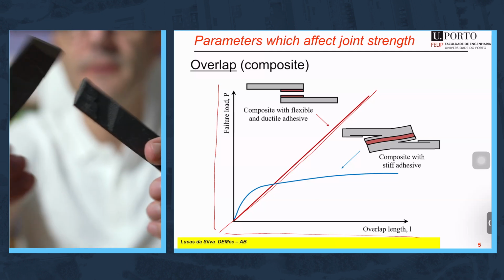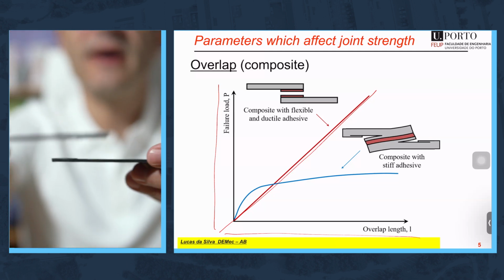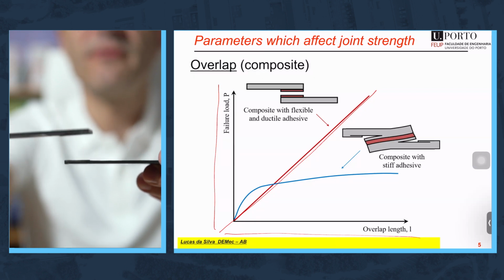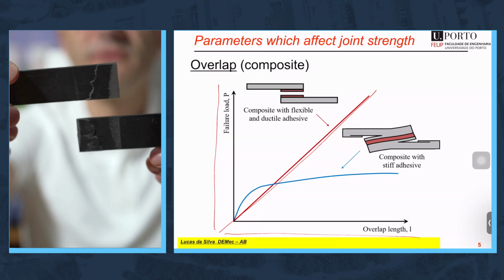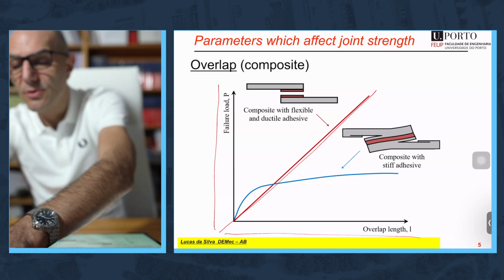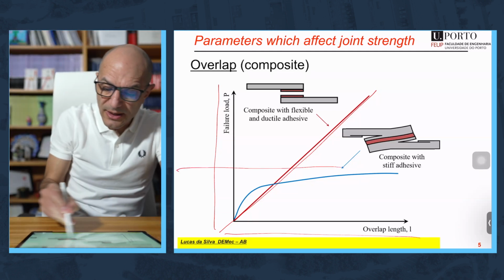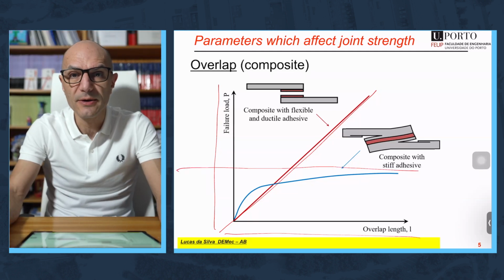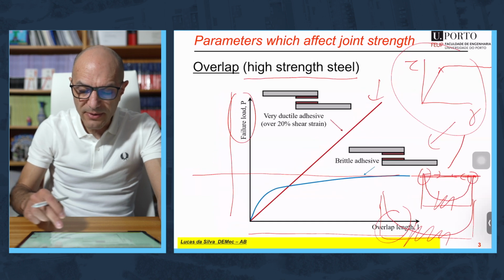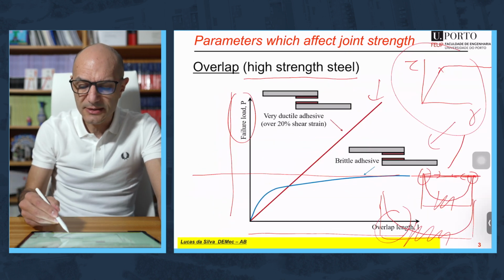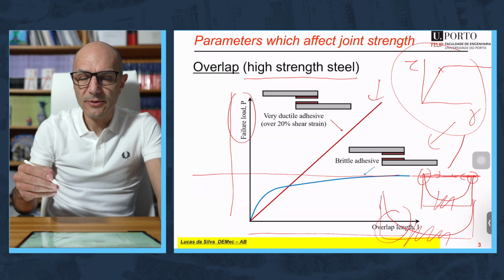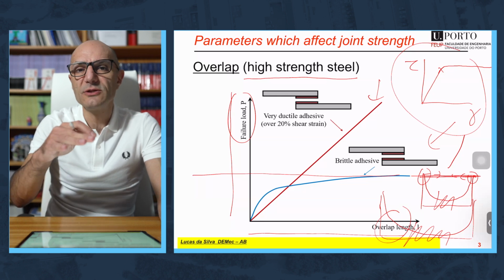And in this case, it doesn't matter to use 25 or 50 or 12.5, everything happens at the ends of the overlap due to the delamination of the composite. And you have a plateau here corresponding to the delamination of the composite. Okay? So you have different plateaus, but for different reasons. In this case, it's due to the fact that the adhesive is too brittle.